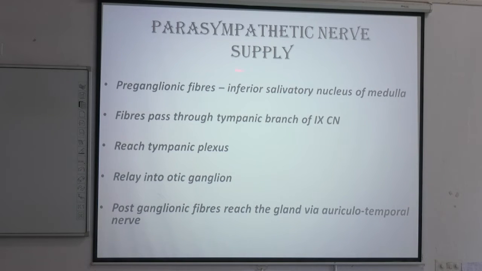Parasympathetic nerve supply: preganglionic fibers from the inferior salivatory nucleus of the medulla. Fibers pass through the tympanic branch of the glossopharyngeal cranial nerve, reach the tympanic plexus, and relay to the otic ganglion. Postganglionic fibers reach the gland via the auriculotemporal nerve.